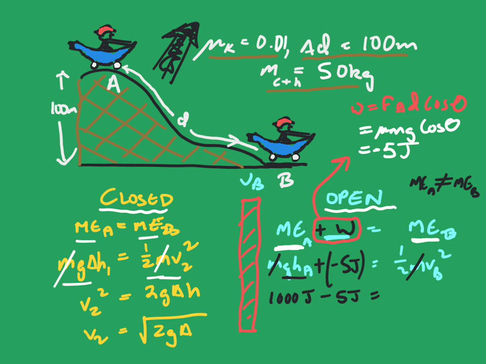But we have our vb squared over 2 is equal to 1000 minus 5. So we can, of course, solve from here. We would get 2 multiplied by 995 joules is equal to vb squared. And so vb is equal to the square root of that, and that would be in meters per second. So just to recap, we need to assume that it's a closed system unless told otherwise. If it's an open system, you'll have enough to hopefully be able to figure things out, and you have to account for that work that's happening to add energy to the system or remove it from the system.